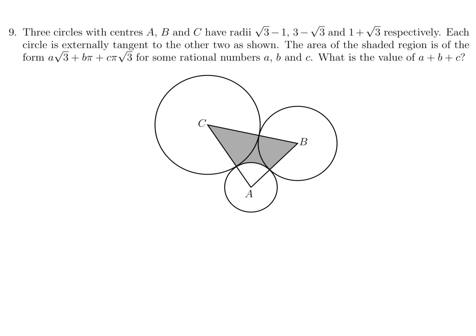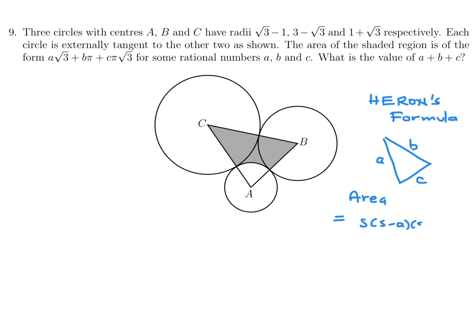Well, the first thing I thought of immediately is Heron's formula. You guys know about Heron's formula, right? That basically states that if you've got some triangle with sides A, B, and C, then the area is equivalent to S times S minus A times S minus B times S minus C, all under the square root sign. And what is S? Well, S is the semi-perimeter, so A plus B plus C over 2.